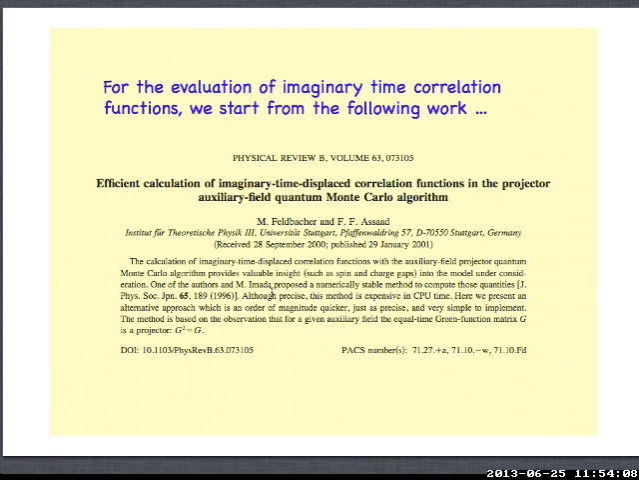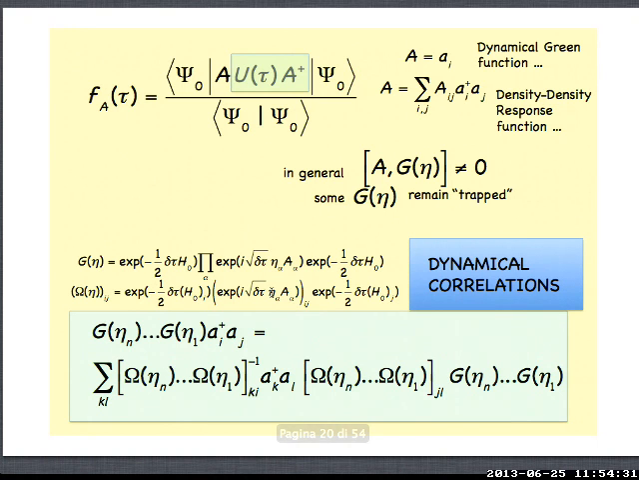What about imaginary time correlation functions? Few attempts have been made in the literature. I have followed an idea which appeared in this article by Feldbacher and Assaad, in which a scheme has been proposed to evaluate imaginary time correlation functions. It's not trivial at all, because this operator lies between the two propagators, and some operators G in its Stratonovich representation remain trapped.